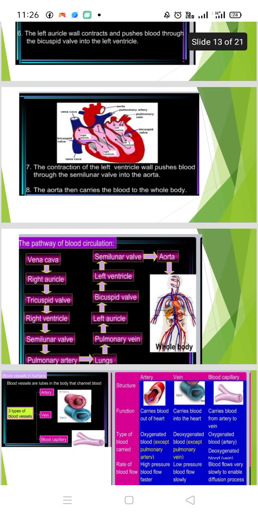The pathway of blood circulation. Vena cava, right auricle, tricuspid valve, right ventricle, semilunar valve, pulmonary artery, lungs, pulmonary vein, left auricle, bicuspid valve, left ventricle, semilunar valve, aorta, then whole body.